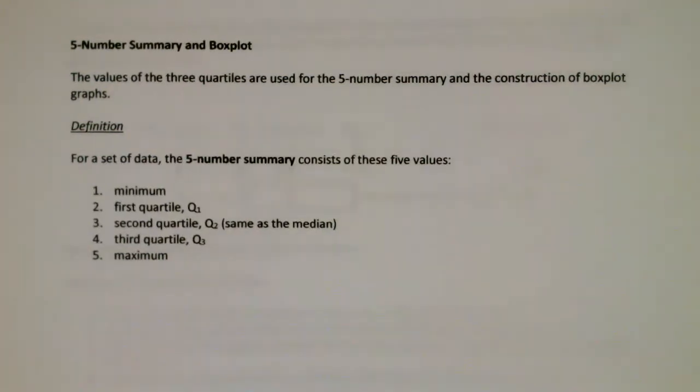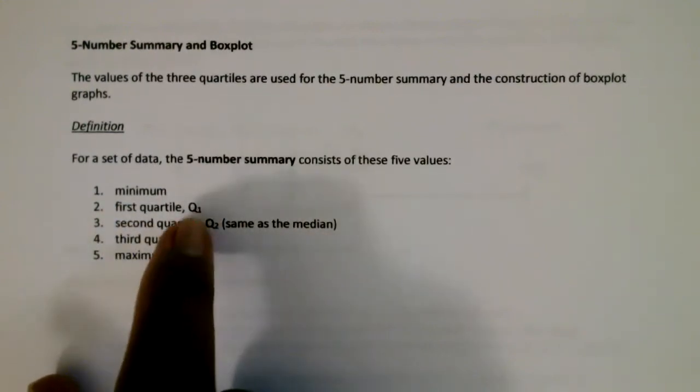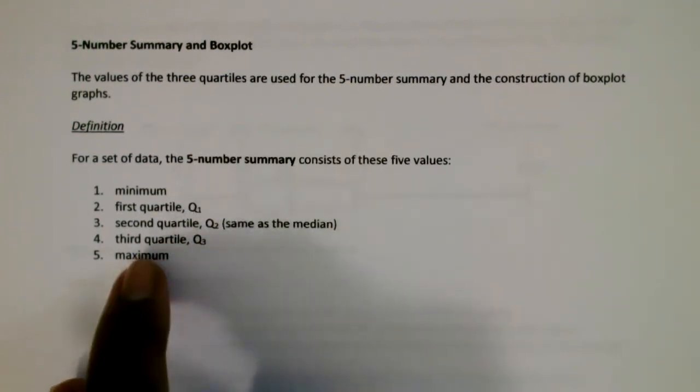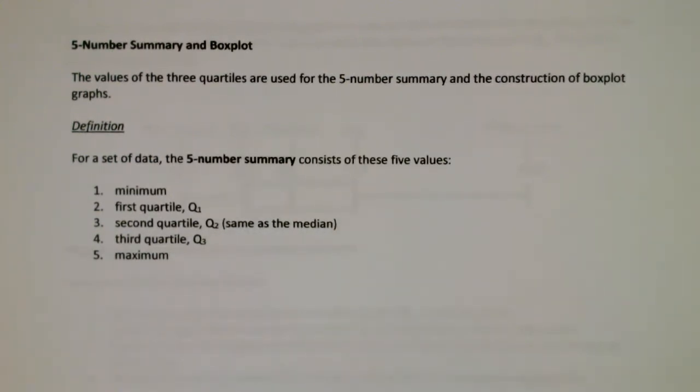All right, next we'll look at the 5-number summary and the box plot. Because the 5-number summary will help us construct a box plot. The values of the 3 quartiles are used for the 5-number summary and the construction of box plot graphs. Okay, so here's the definition of a 5-number summary. It consists of these 5 values. You will have the minimum, then the first quartile, which is Q1, then the second quartile, which is Q2, that's the same as the median, the third quartile, Q3, and then the maximum. So those 5 make up the 5-number summary.